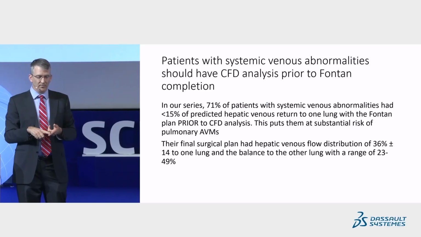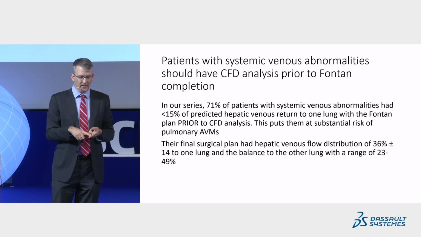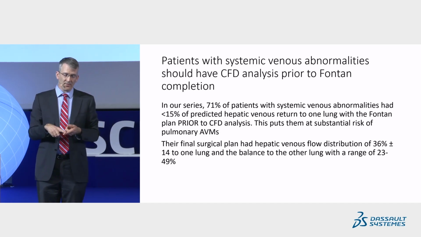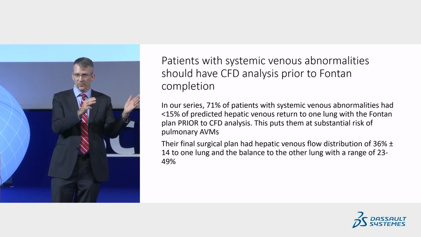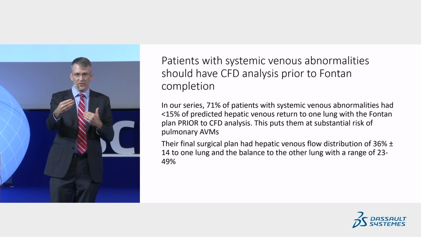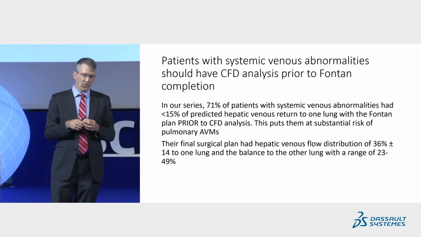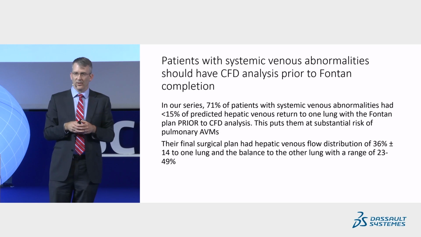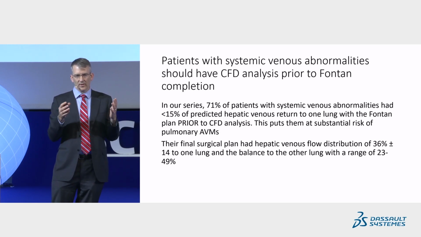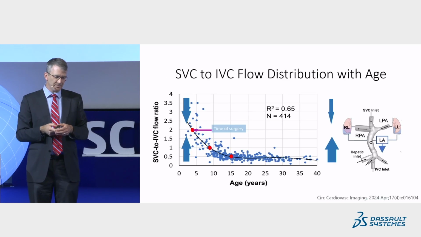So what we found is patients with systemic venous abnormalities really need CFD analysis prior to Fontan completion. In our series, 71% of patients had less than 15% of predicted hepatic venous return to one lung had they had an operation with no CFD, and obviously that puts them at substantial risk for reintervention. And their final surgical plan had 36% to one lung with a range of 23 to 49%. So we're really able to tackle this and make important recommendations for these patients.